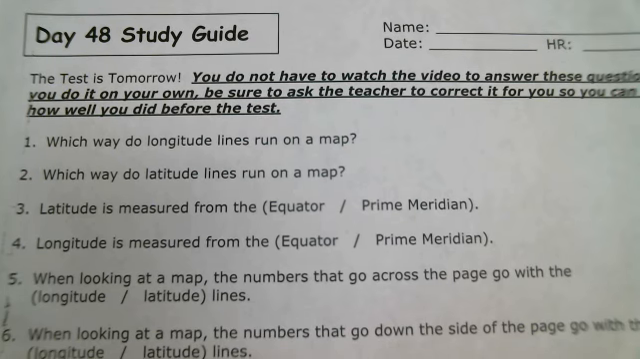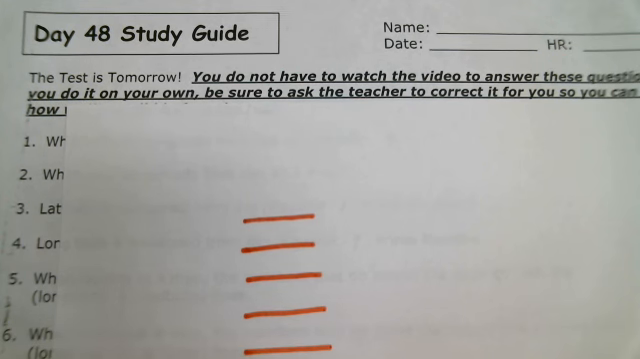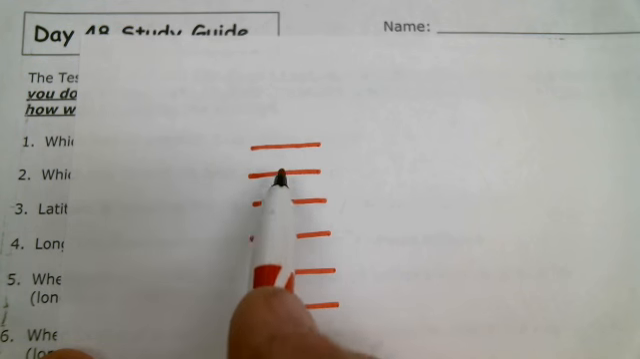Number 1, which way do longitude lines run? And question number 2 is, which way do latitude lines run? The way that I like to think about this is that the latitude lines are horizontal. They are like the rungs of a ladder. Latitude and ladder sound very similar, and the part of the ladder that we really use, that we really step on, are the horizontal rungs.